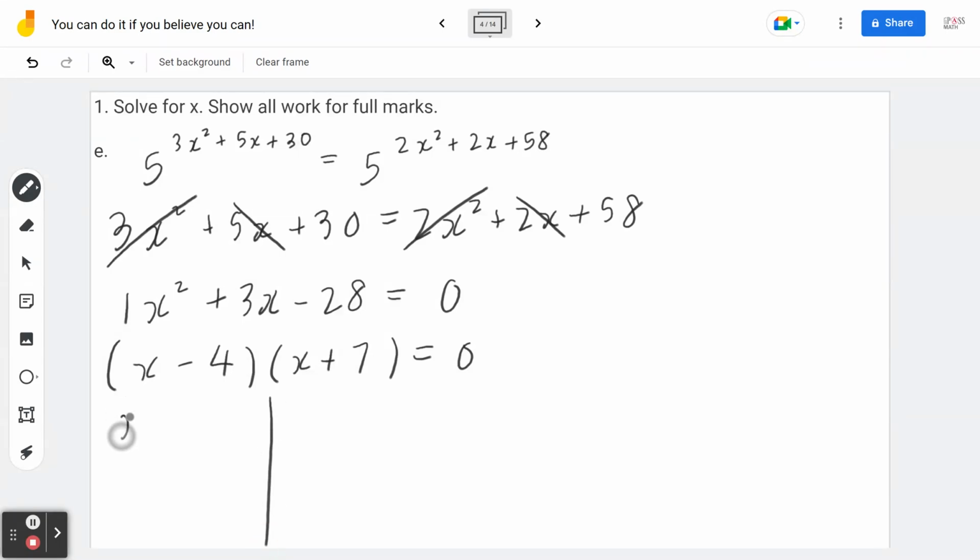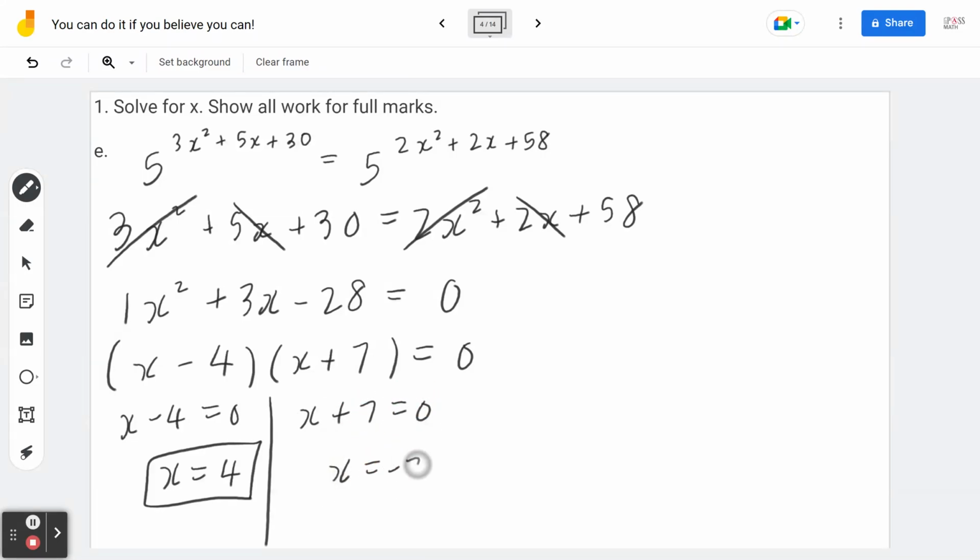Again, I can divide this into two different columns. x minus 4 is going to be 0. x is going to be 4. In the second column, x plus 7 is going to be 0. x is going to be negative 7, just like that. Again, I'm strongly inviting you to double check if you want to get 100%.